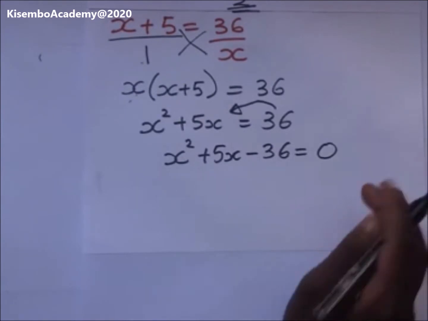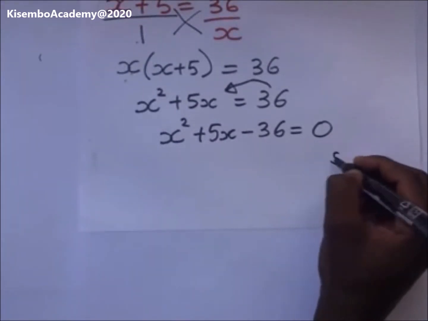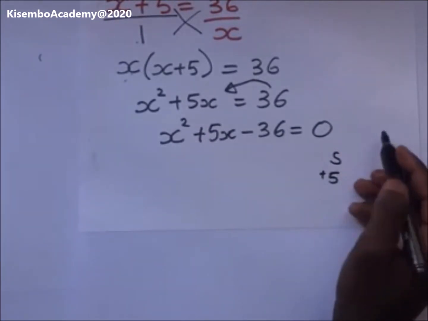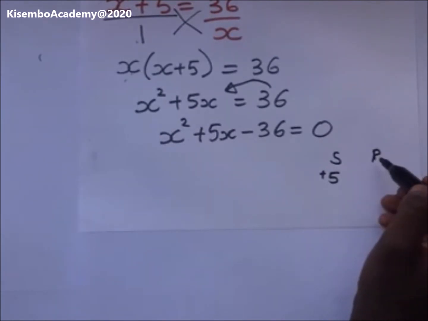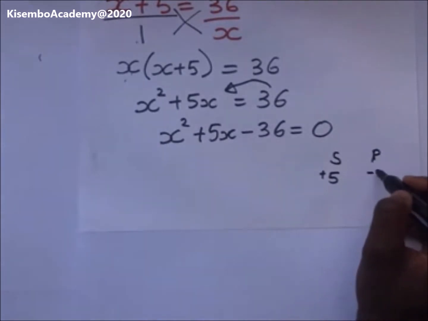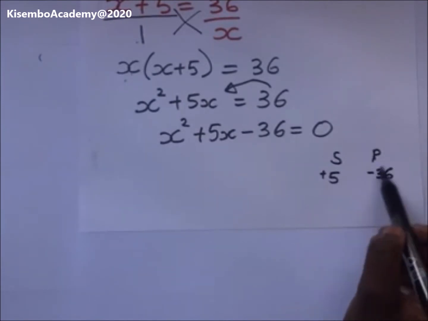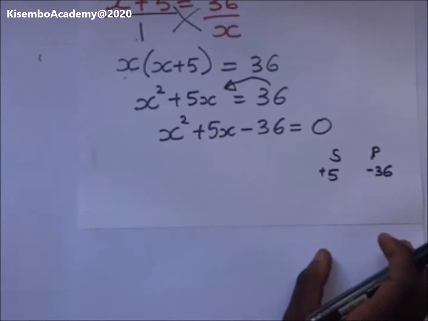We're supposed to get two numbers to factorize this, giving us a sum of positive 5. And when we multiply those two numbers, they're supposed to give us a product of 1 times negative 36, which is negative 36. So we get those numbers from the factors of 36. So we begin exploring the factors of 36.